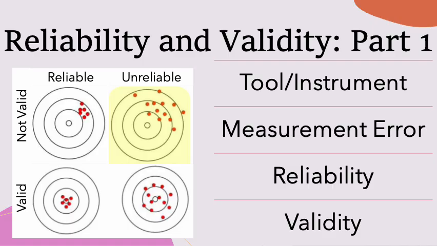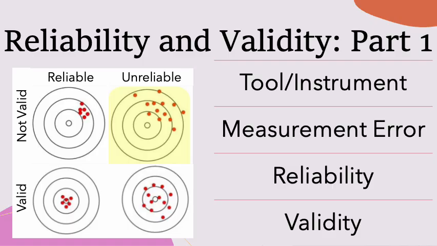So if you look at the table on the left, ideally we want our tools to be reliable and valid. Reliable means that you are getting similar answers every time you use the tool. Notice how if we go down the reliable column, the dots are all very close together, but if we go down the unreliable column, they're far apart. Reliable is that you're getting the same thing over and over again. Valid is that you are getting what you want to get.